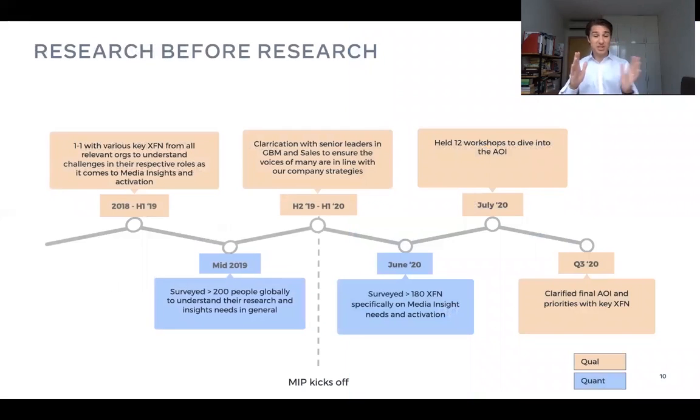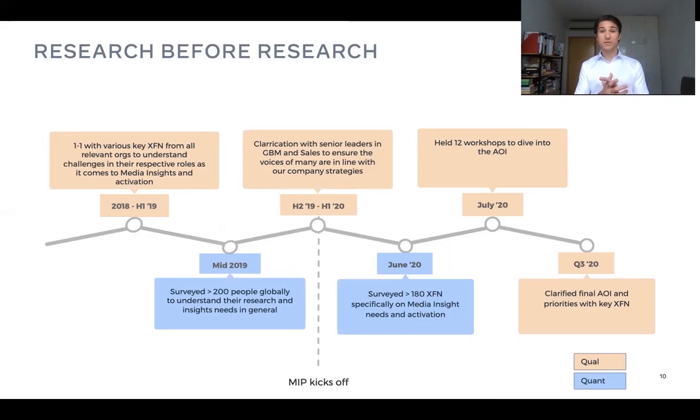Throughout that entire process, and then continuing once we've kicked the program off, we need to do research for the research. So a lot of internal research. We start off with, and this is going back a couple of years, one-to-ones where we're continually documenting the challenges that people are coming up with in various markets and various organizations. In the middle of last year, we ran a relatively large, for an internal survey, global quantitative research with over 200 people who were telling us their key needs in terms of insights.